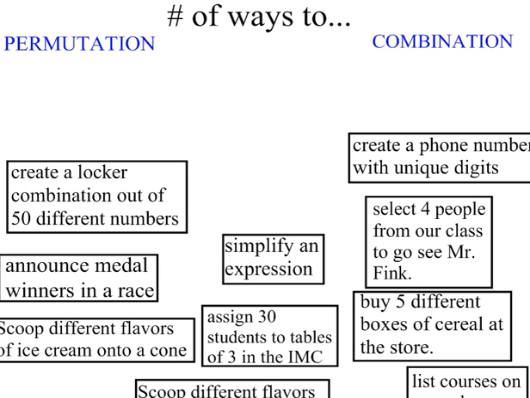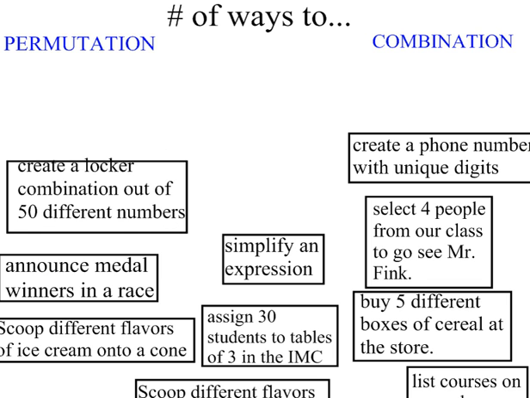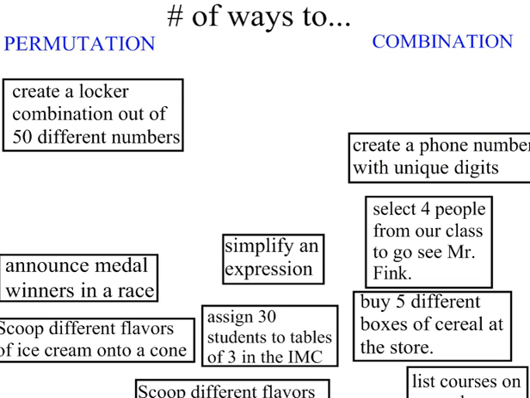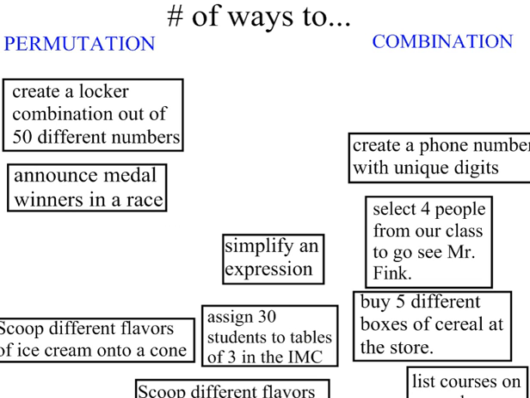So if I look at the variety of them, let's just start with create a locker combination of 50 different numbers. Does it matter when I do my combination if I do 2, 4, 8, or can I just do any combination and get in? I think most of you say order matters on that one, so that is going to be a permutation. Announce medal winners in a race. So if you get first, second, third, right? Again, order matters, permutation.